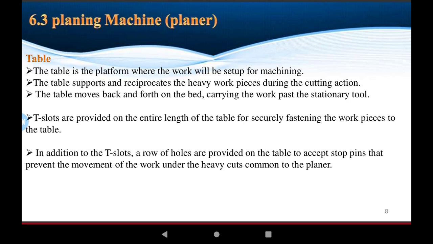The workpiece moves with the backward and forward motion of the machine, provided on the entire table, carrying the workpiece past the stationary tool. T-slots are provided on the entire length of the table for fastening the workpiece to the table. The table also holds the workpiece. Some devices are used for holding the jobs.